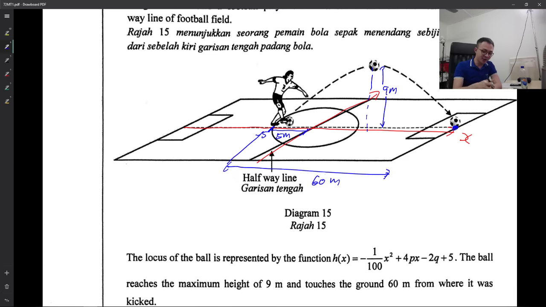Because this is a parabola curve, this point must always fall on the middle. It's symmetry, right? 60 divided by 2, I got 30. So from here to here, if I want 30 units, from -5 add 30 units, this coordinate here is 25. So I know the maximum point here should be 25 and 9.